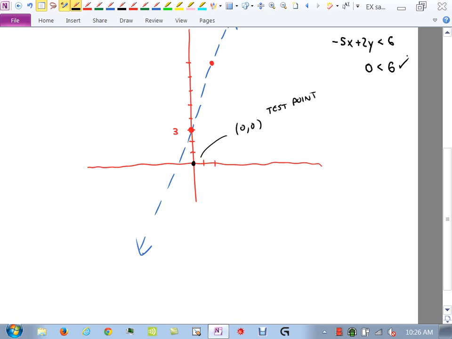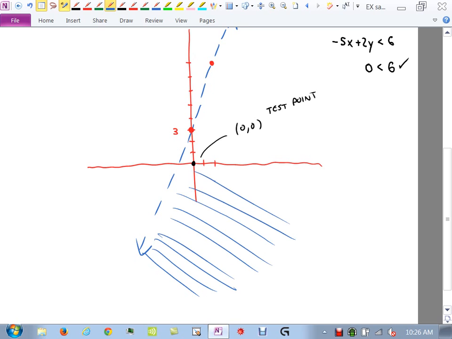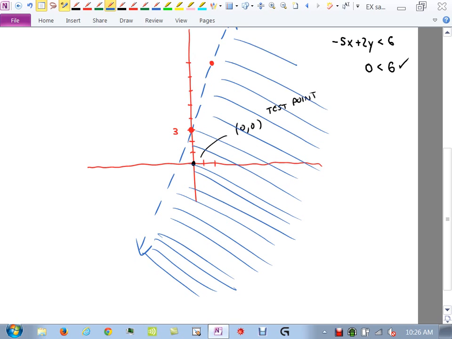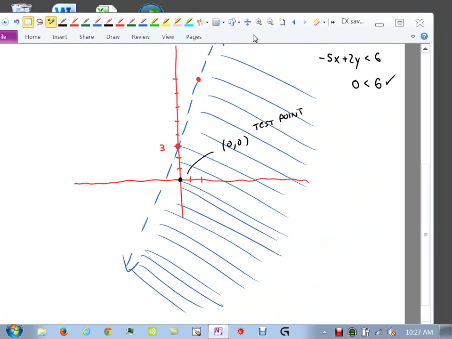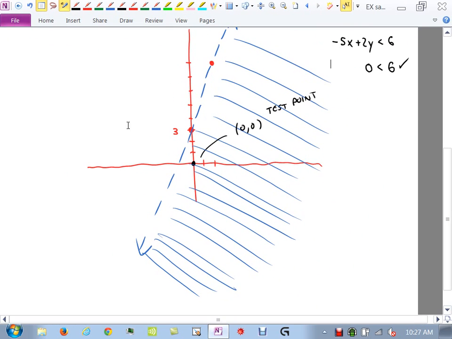I mean, we have to shade, but that's it. That tells us right there which side. So because it's true, because it did work, that means everything on that side works. So I'm going to shade everything on that side of the line. So my final answer is just everything on this side of the line. You don't have to go all the way up to, whoa, come back here. I mean, this is good enough. I know it's that line. I know it's everything to that side. Okay?